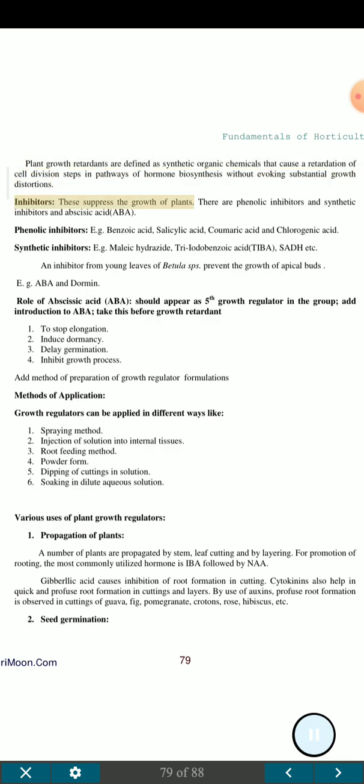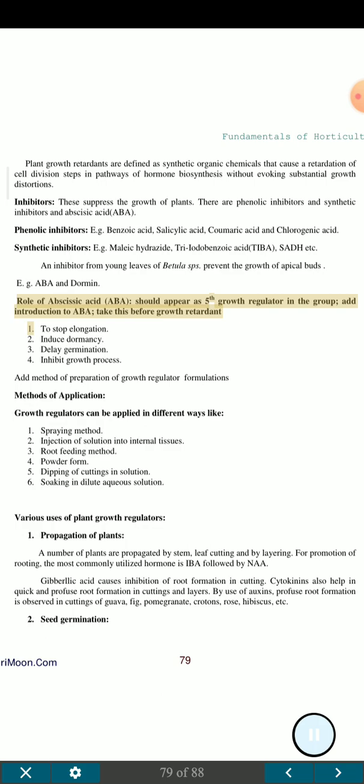Inhibitors. These suppress the growth of plants. There are phenolic inhibitors and synthetic inhibitors and abscisic acid, ABA. Phenolic inhibitors, e.g., benzoic acid, salicylic acid, coumaric acid and chlorogenic acid. Synthetic inhibitors, e.g., maleic hydrazide, triiodobenzoic acid, TIBA, SADH, etc. An inhibitor from young leaves of Betula, which prevents the growth of apical buds. E.g., abscisin. Role of abscisic acid, ABA, should appear as fifth growth regulator in the group.